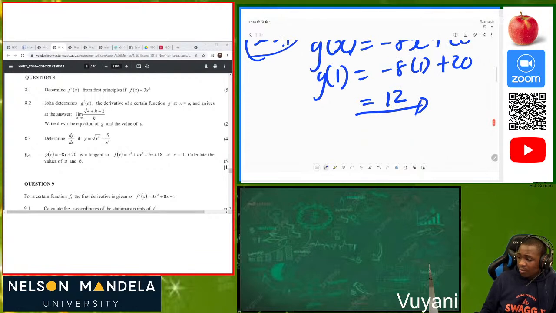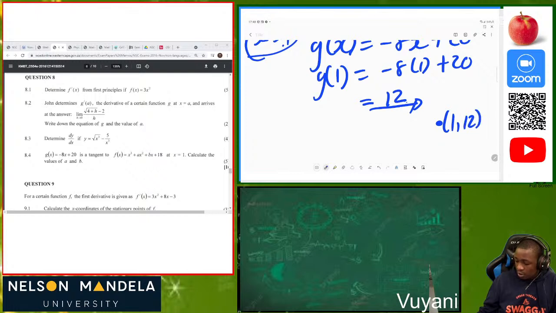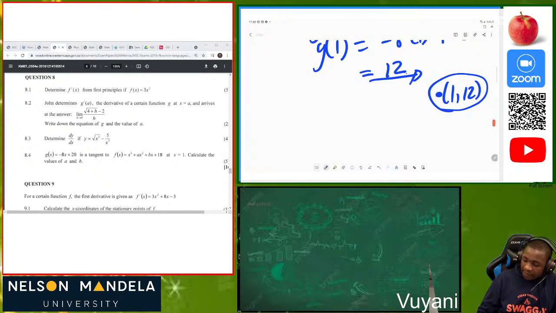So now that will be easy, guys. How is that easy? Because we know that g of 1 is equal to 12, which means that the point of intersection of the tangent and the graph will be (1, 12). So substituting this point into the function f, we have 12 equal to 1 cubed plus a times 1 squared plus b times 1 plus 18.